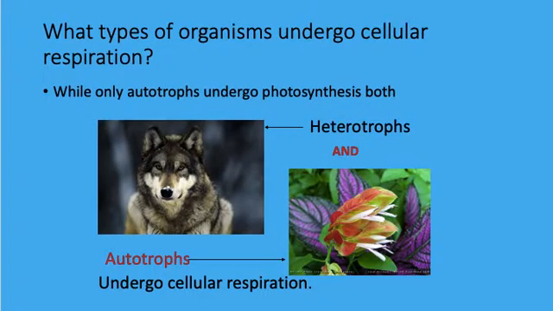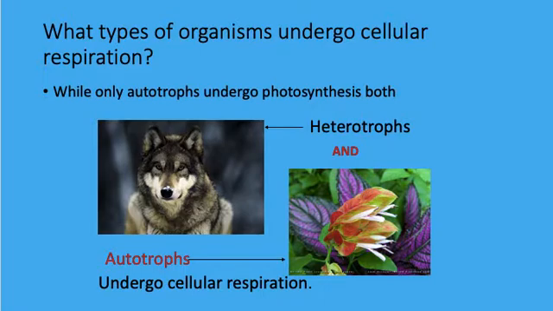So what type of organisms undergo cellular respiration? Well, in photosynthesis, we talked a lot about plants. We said plants undergo photosynthesis because plants have chloroplasts, right? They're autotrophs. So they make their own food is what we always hear, right? And their own food is that they make glucose. But heterotrophs also undergo cellular respiration. They can't make their own glucose. We'll talk about that in a second. But both heterotrophs and autotrophs undergo cellular respiration.